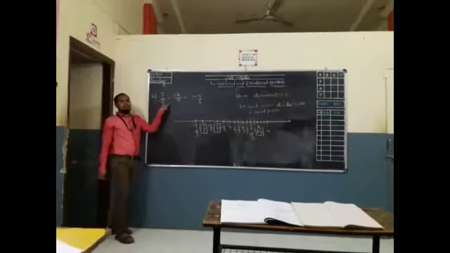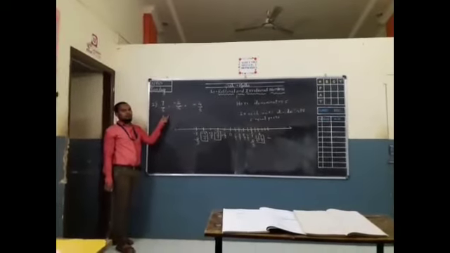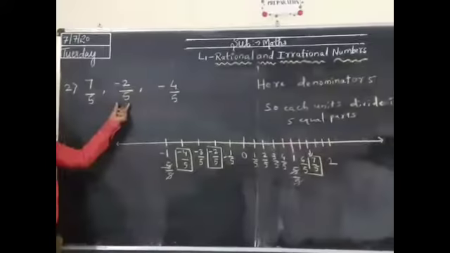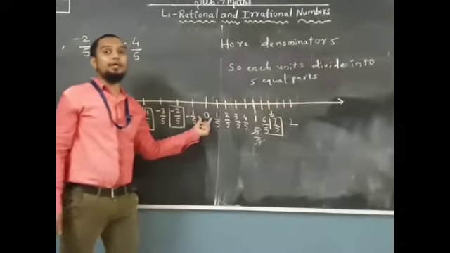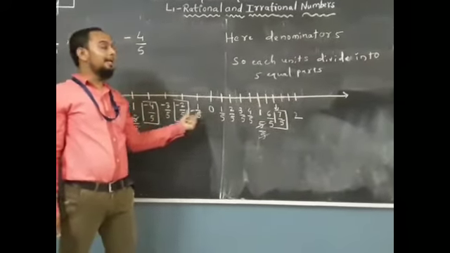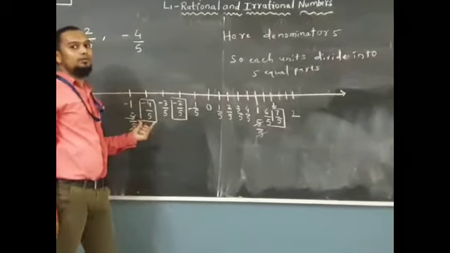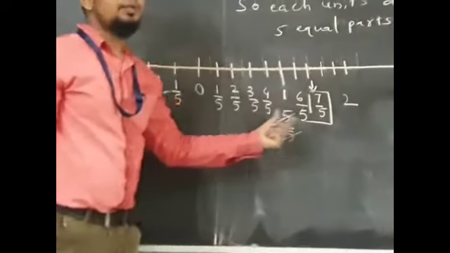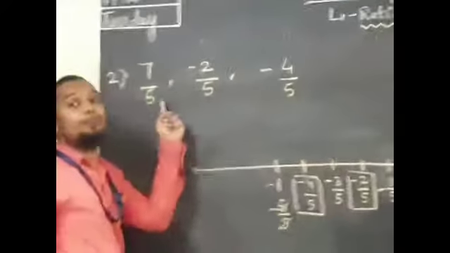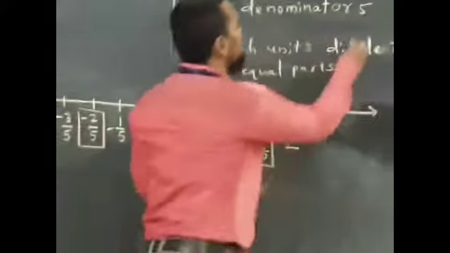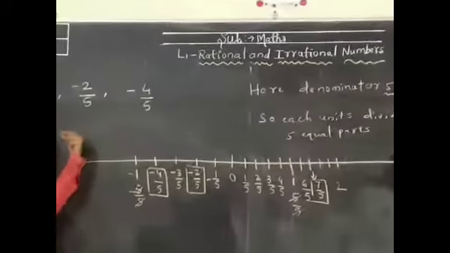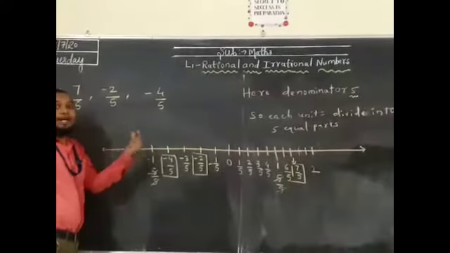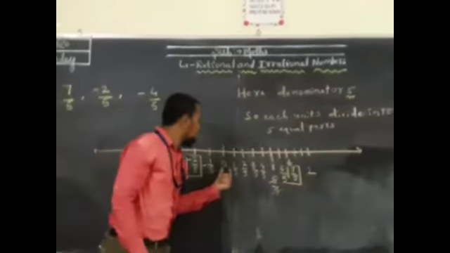Did you understand? Now 7 upon 5, minus 2 upon 5, and minus 4 upon 5. Here 0 is the midpoint. The left hand side is negative and the right hand side is positive. Here the denominator is 5, so each unit is divided into 5 equal parts.